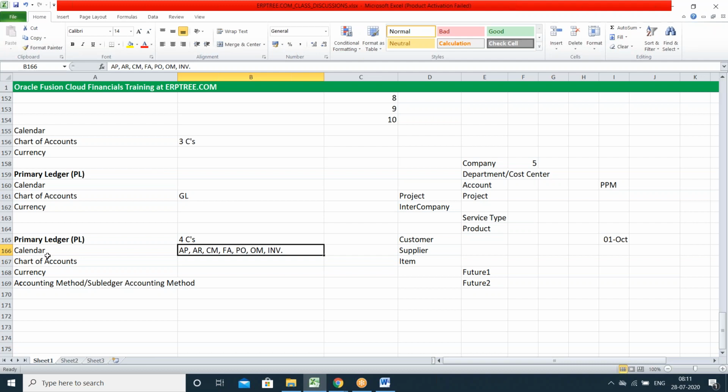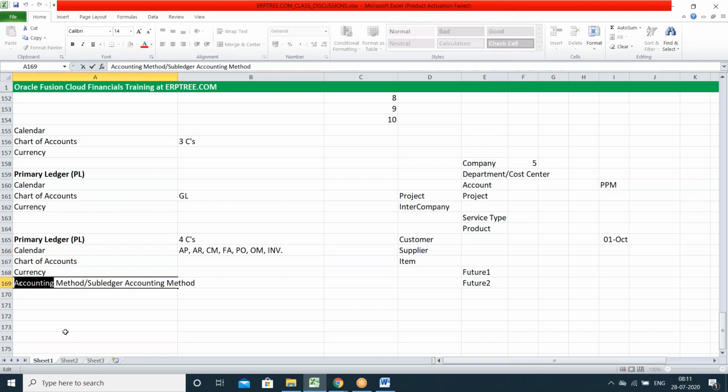We know what we have inside the calendar, currency, and chart of accounts, right? Within the calendar, you can capture the date. With the currency, you can identify the amounts. With the chart of accounts, you can track the description of the transaction. What about accounting method? Say, for example, you are creating an invoice in the payables application. When you create the invoice, how should the accounting take place? What accounting entry the system has to create, we can find within the accounting method.